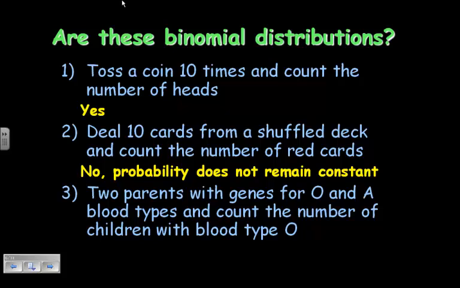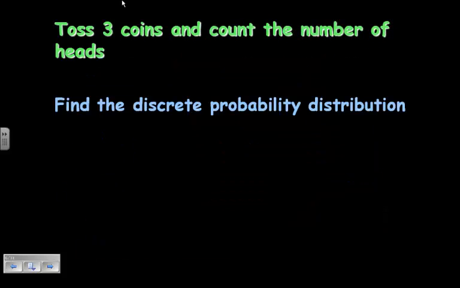2 parents that have the genes for O and A blood types, and we want to count the number of children with blood type O. All right, so 2 possibilities, O and A. They are independent of each other, but it just says count the number of children. It doesn't say how many children, so therefore it doesn't have a fixed number. It doesn't have a stopping point, so therefore no, it's not a binomial distribution.